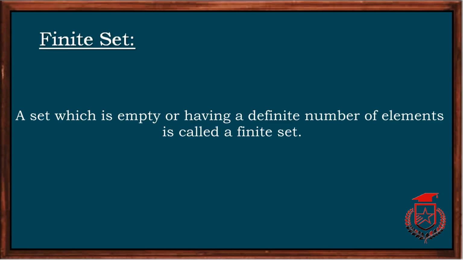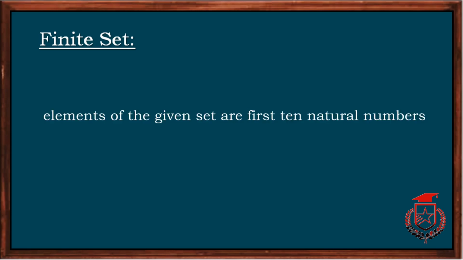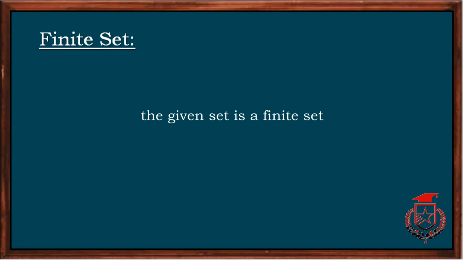A set which is empty or having a definite number of elements is called a finite set. For example, a set X such that X belongs to the set of natural numbers and 1 ≤ X ≤ 10 is a finite set, since the elements of the given set are the first 10 natural numbers. The given set is a finite set.